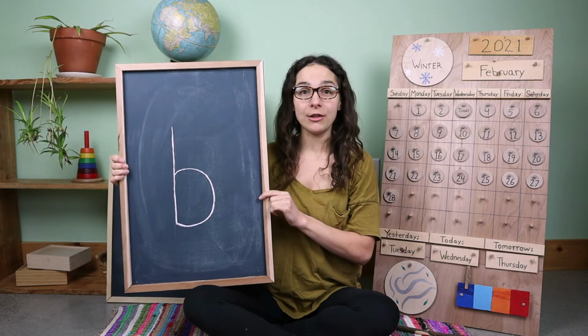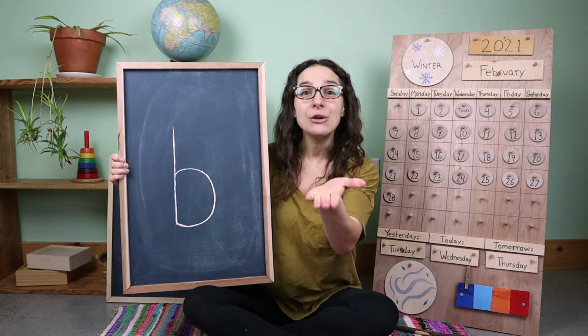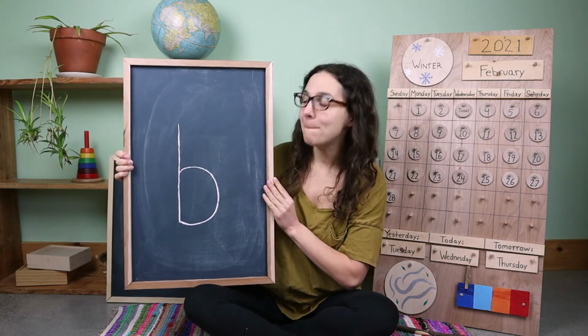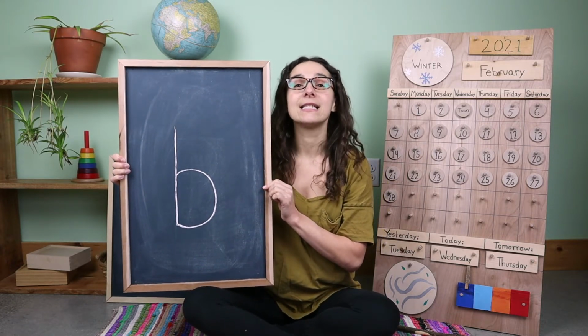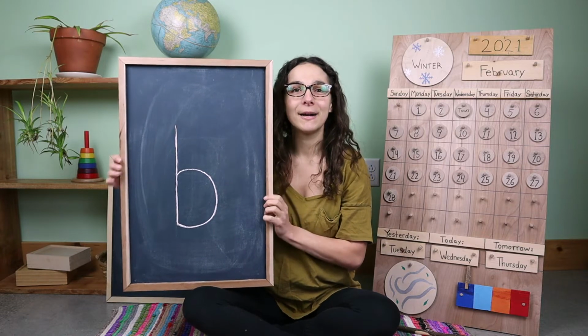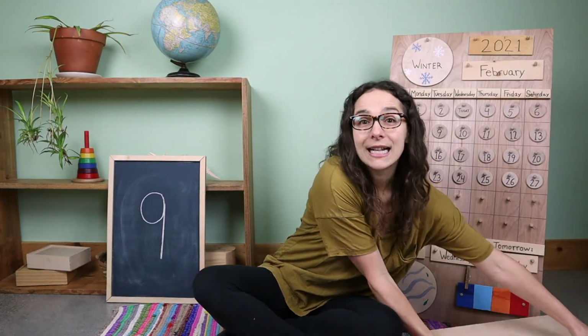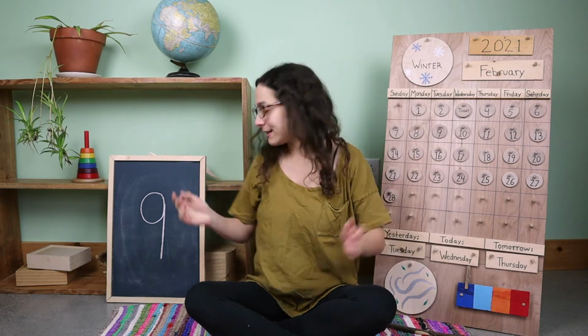And do you know what letter this is? You are right. This is the letter B, and this is a lowercase b. B says b, b, b. It's time to move on to the number and letter box.